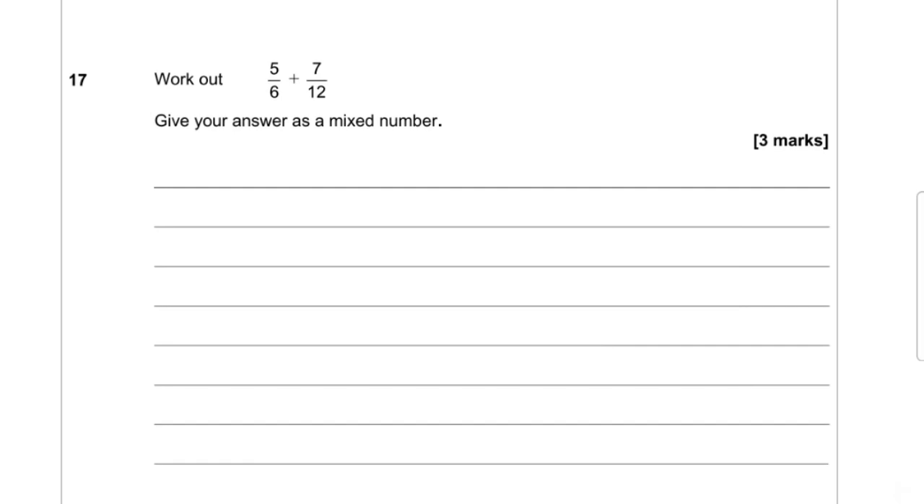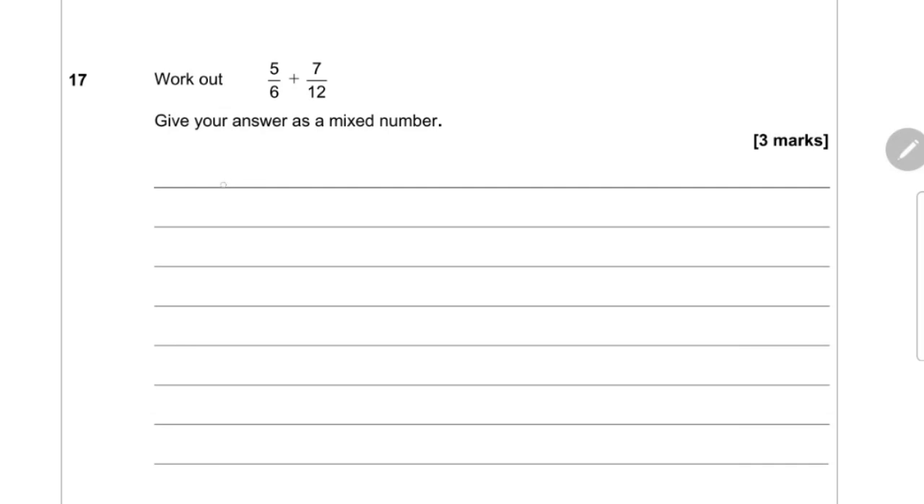Question 17. Work out 5 over 6 plus 7 over 12. Give your answer as a mixed number. Okay, so we know that this is probably going to become a top-heavy fraction that we're going to have to convert into a mixed number at the end. So let's first get our common denominator. So lucky for us, 12 is a multiple of 6.